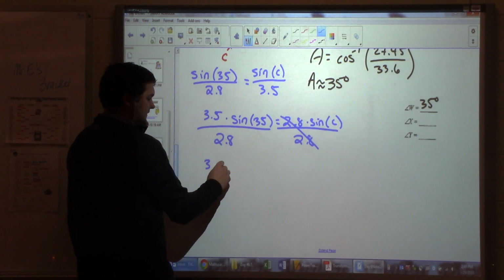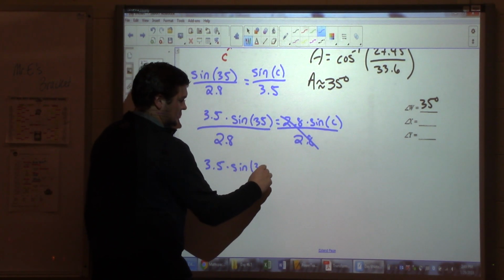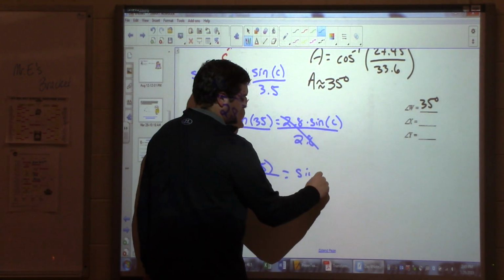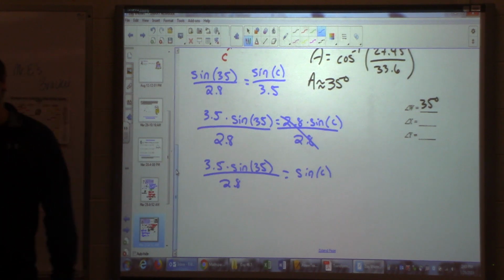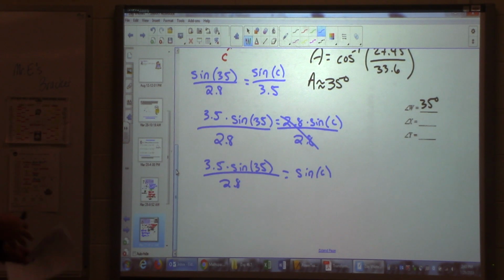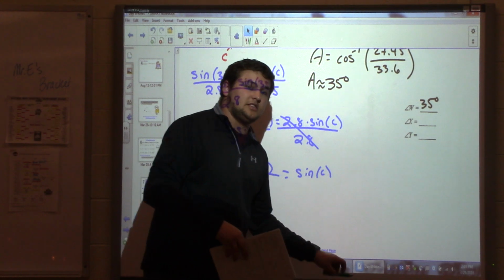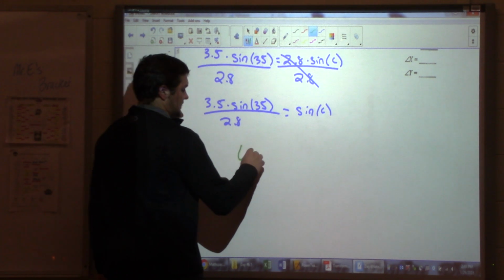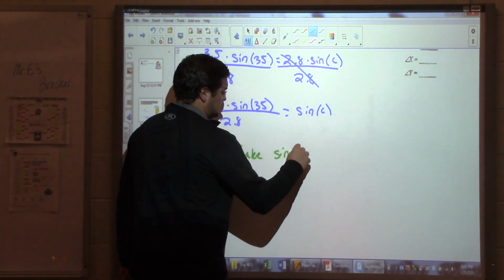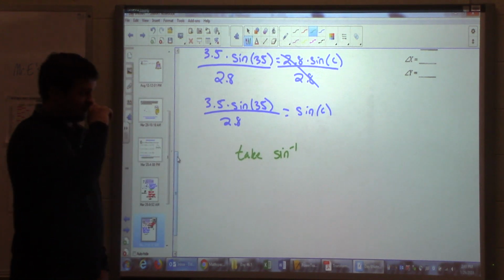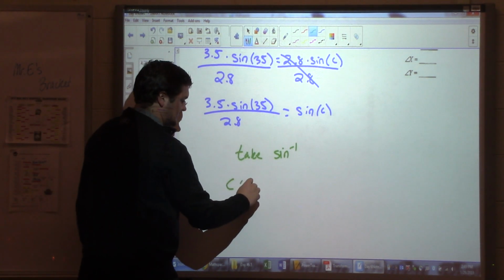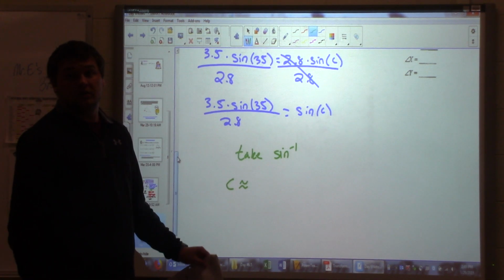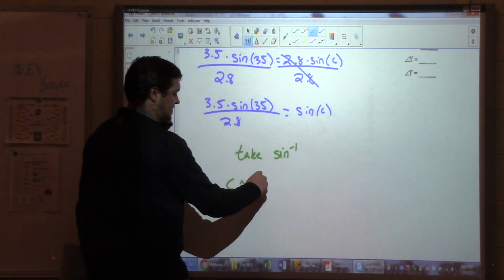We get 3.5 times sine of 35 over 2.8 equals sine of C. And Noel, what do I need to do? Take the inverse sine of both sides. I'm just going to write that out so I don't have to write everything again. So take the inverse sine. When I do that, I should get C is approximately 45.8. What am I rounding to though? 46, nearest whole degree, right?